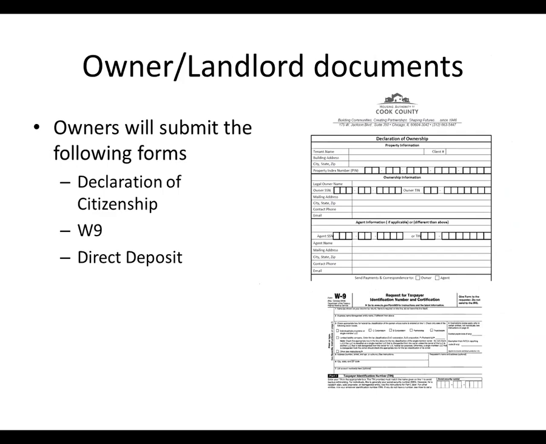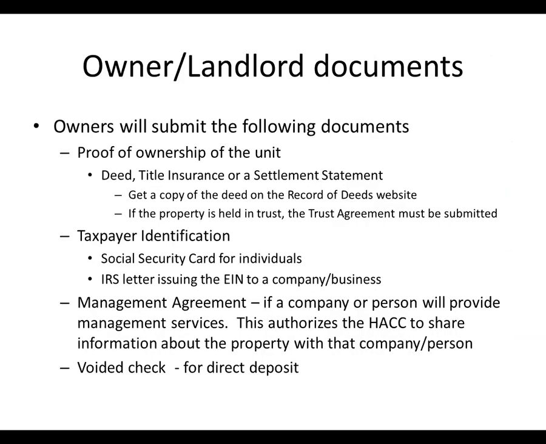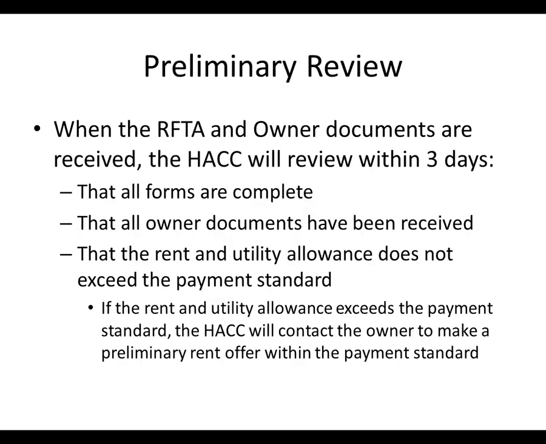The owner will complete a series of documents that are included in your packet, including the declaration of ownership, the W-9 form, and the direct deposit sign-up form. The landlord may submit these documents separately to the Housing Authority. The landlord will also need to submit documents to show that they own the unit, verification of their taxpayer identification number, such as a Social Security card or an IRS letter, a management agreement if another company will provide management services, and a voided check. The landlord may submit these documents directly to the Housing Authority.